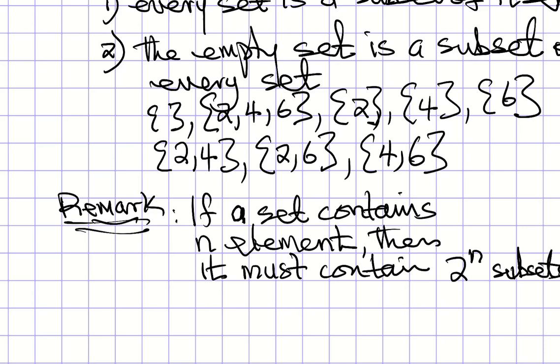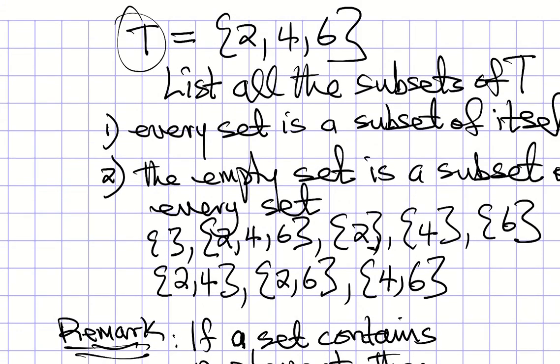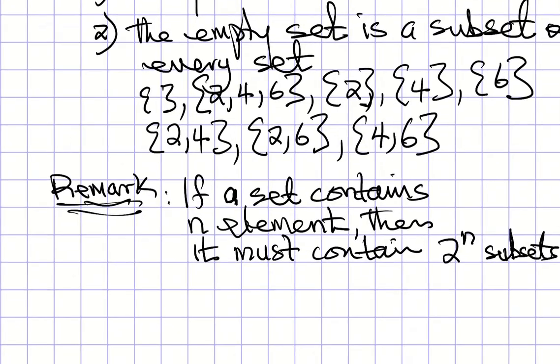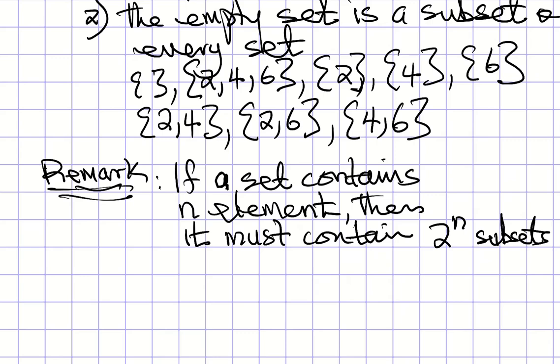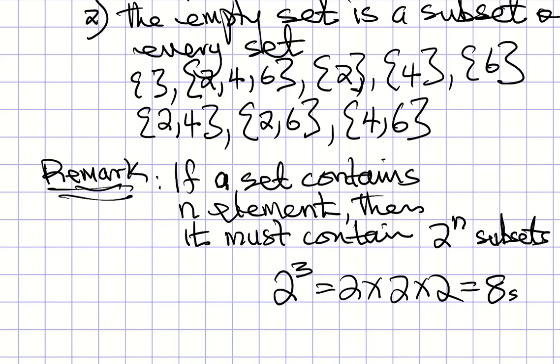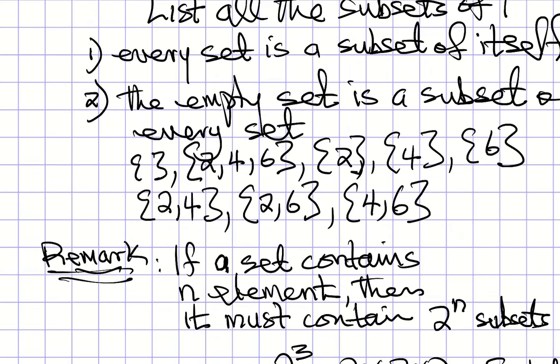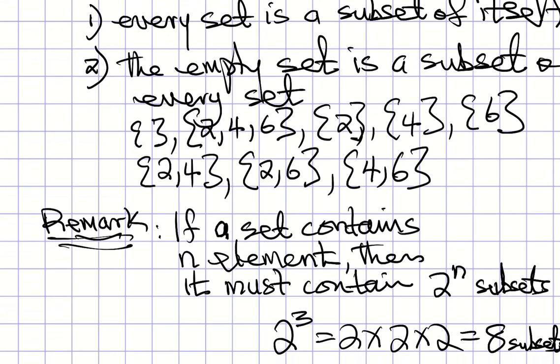In other words, a set with n elements contains 2 raised to power n subsets. So if you see what we did here, this set T contains 3 elements, right? So it must have 2 raised to power 3, which is 2 times 2 times 2, which is 4 times 2, which is 8. It must have 8 subsets. That's what that remark is saying. So if you count it, 1, 2, 3, 4, 5, 6, 7, 8. So that's a guide when you're looking for subsets. That way you know how many you should get before you quit.